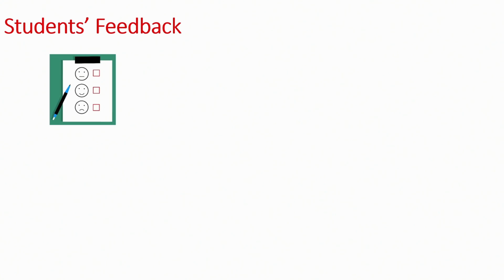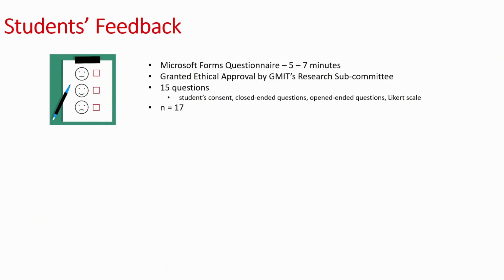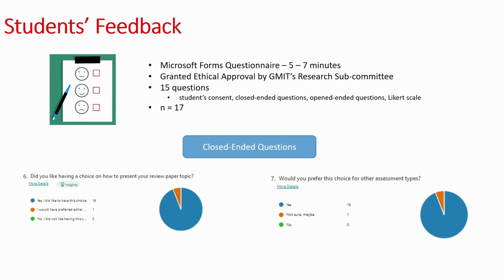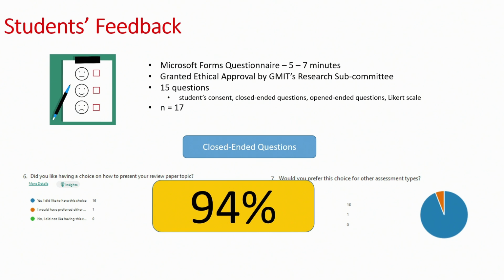So the feedback then from the students, I designed a Microsoft Forms questionnaire. I got ethical approval. There were 15 questions, ranging from students' consent to open and close-ended questions. And there was also a Likert scale there as well. I had 17 respondents. So the close-ended questions then were, did you like having a choice on how to present your review paper topic, and would you prefer this choice for other assessment types?